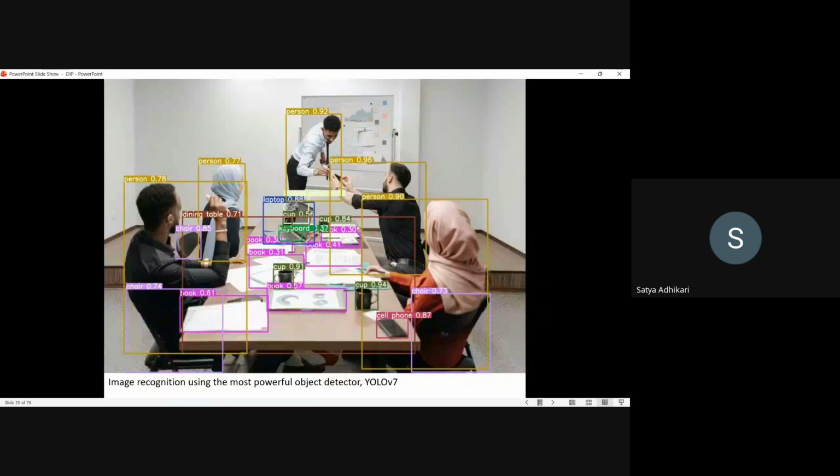We have already seen this is a powerful object detector used to detect objects. Different objects are in the picture: cups are there, a cell phone is there, a chair is there, persons themselves are there, and one laptop is there, a keyboard is also there, books, papers are also there. So it recognizes different objects in an image.